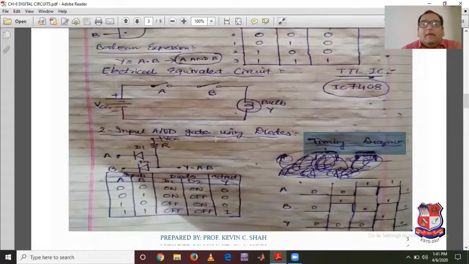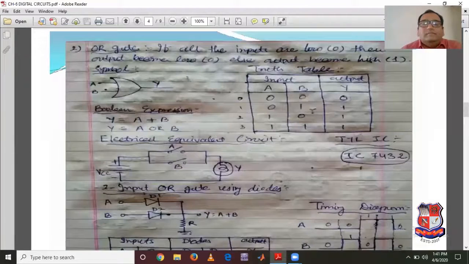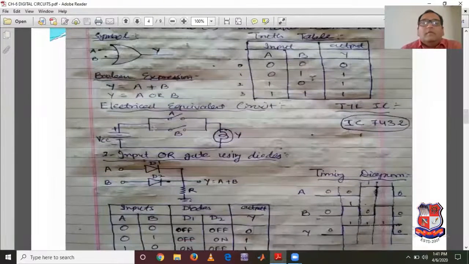Now the second gate, that is the OR gate. Okay, that we will discuss tomorrow.